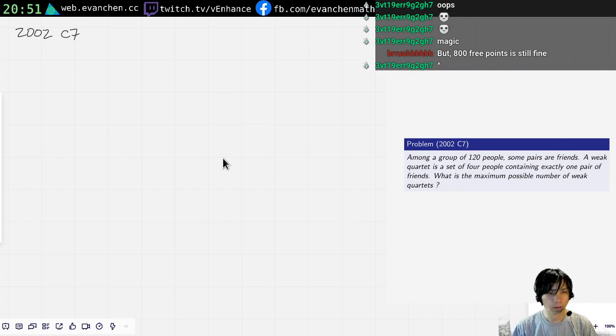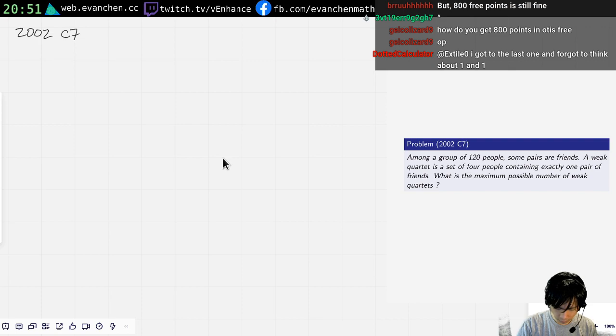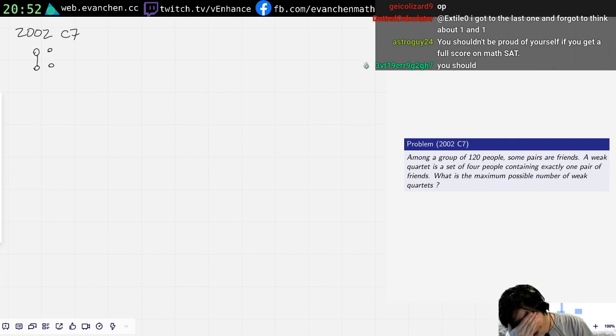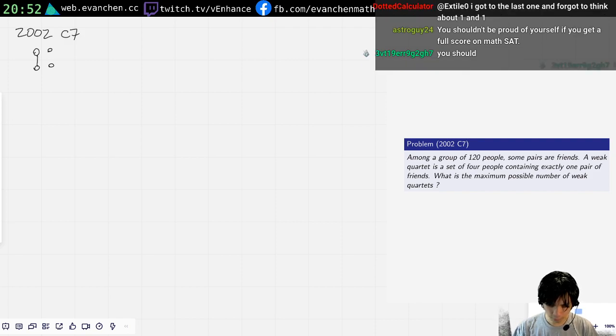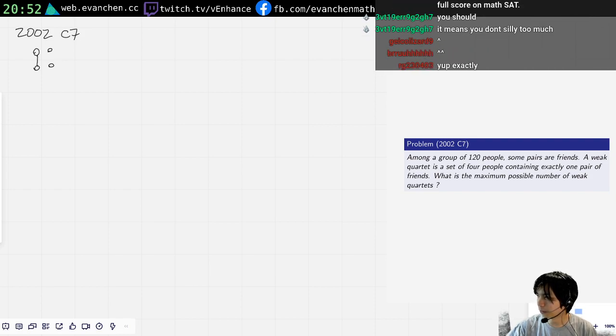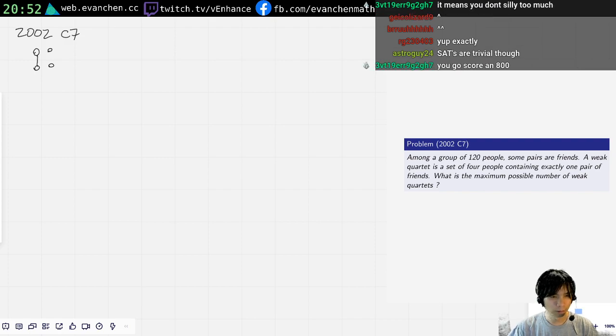Okay, so you have a graph and you want to maximize the things that look like that. Maximum possible number. It's going to be one of those Turan type things again. Oh jeez. Okay, so why 120? Do they want it to be divisible by like 4 or 6 or something? Seems like 4 would be... okay, so what are ways I can get a weak quartet?